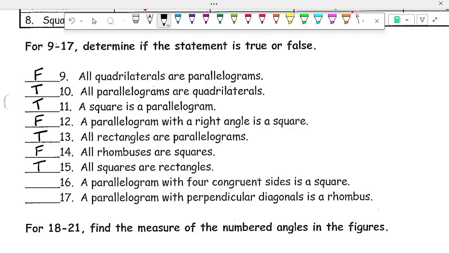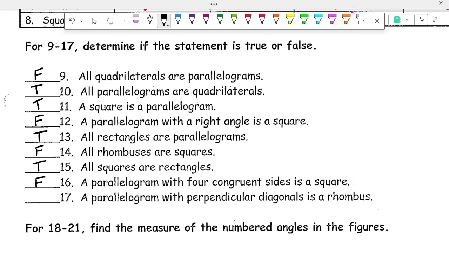True. False. Thumbs up, thumbs down. Oh, it's definitely false. Because what exists? Rhombuses. Rhombuses also have congruent sides. So we cannot consider it a square until we know it has a what? A 90-degree angle.